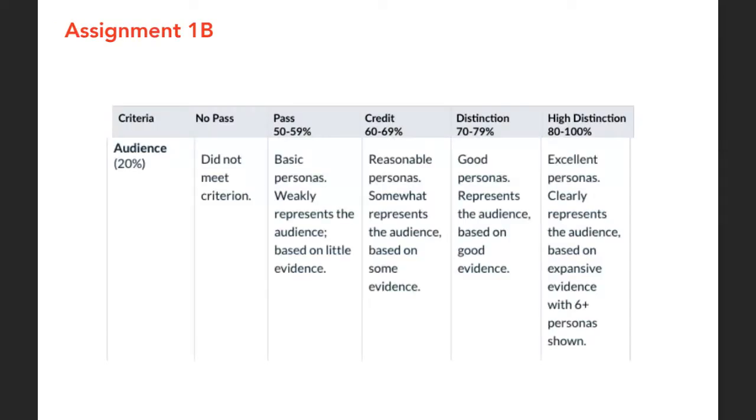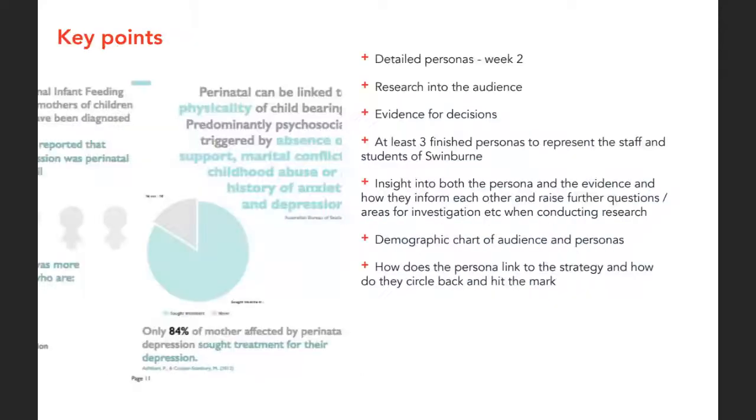Then we come to audience. So for high distinction, we want excellent personas, clearly represents the audience based on expansive evidence with 6 or more personas shown. So for the key points, we want detailed personas, so they're in week 2.